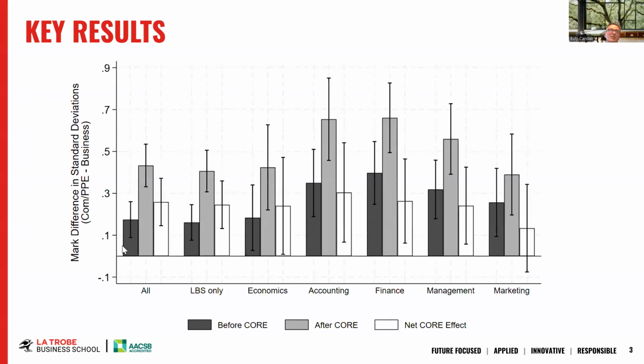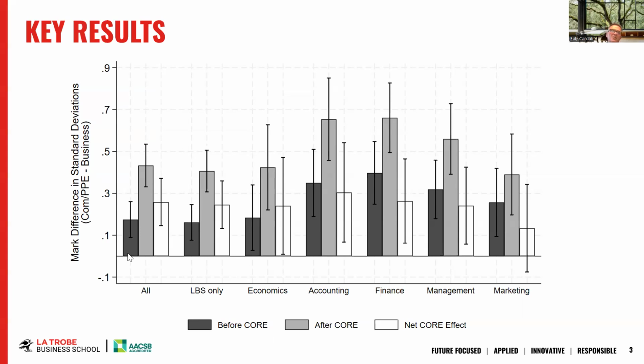Let me show you some of the findings. So the findings are summarized in this diagram. Basically, the dark grey bars tell us the difference between commerce and PPE students and their average marks in subsequent semesters before we introduced the core economics subject. So these are for average marks for students from 2016 and 17. And then the light grey bars tell us the difference between the average marks of commerce and business students after the introduction of the core. Okay, so you can see there's a difference before, but the difference is larger afterwards.